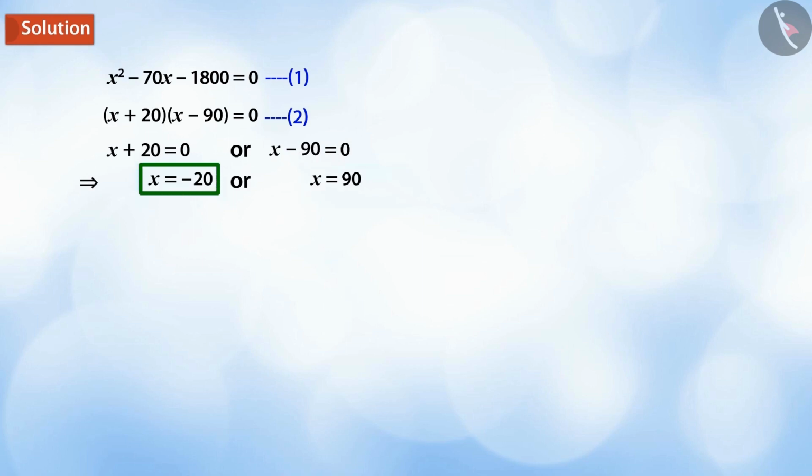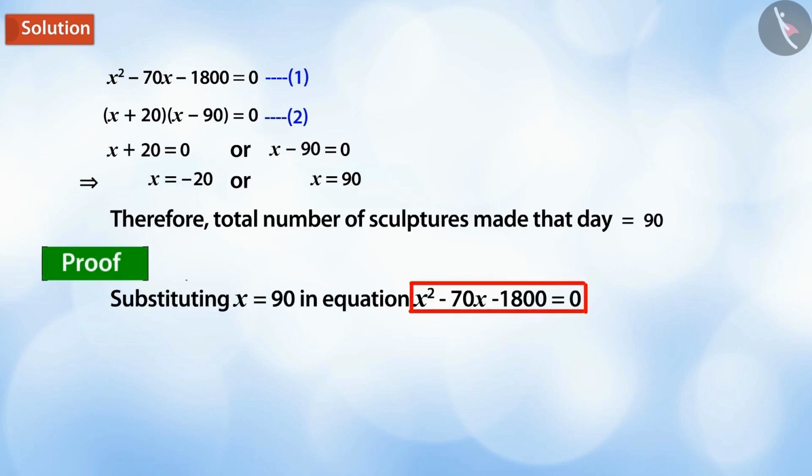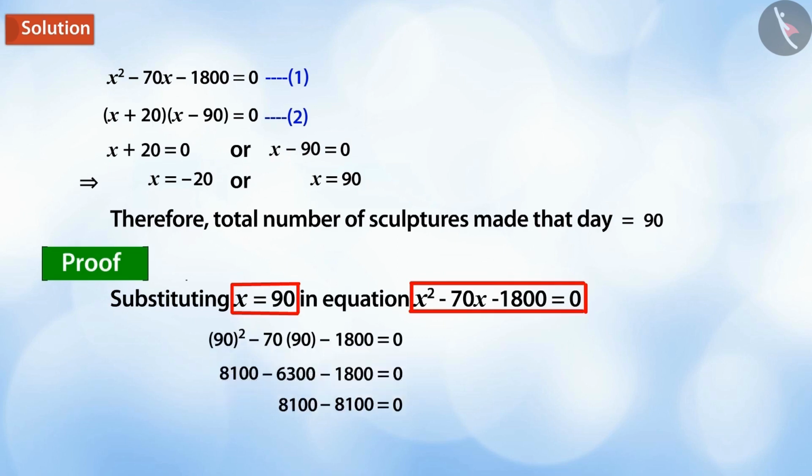Therefore, x is equal to minus 20 and x is equal to 90 are the solutions to the given quadratic equation. Since we need to find the number of sculptures made and it cannot be negative, there were 90 sculptures made that day. On substituting the value of x as 90 in equation 1, we get it equal to 0, which proves that our answer, x is equal to 90, is absolutely right.